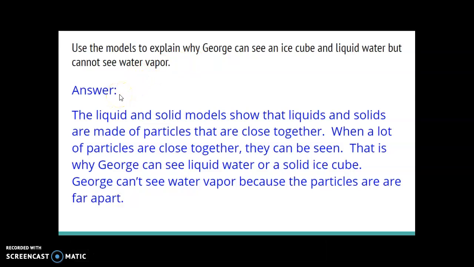Your answer might not be exactly all of the words that are on this page, but it should be close. And on a test, the more information, the better. So the answer that's typed is, the liquid and solid models show that liquids and solids are made of particles that are close together. When a lot of particles are close together, they can be seen. That is why George can see liquid water or a solid ice cube. George can't see water vapor because the particles are far apart.